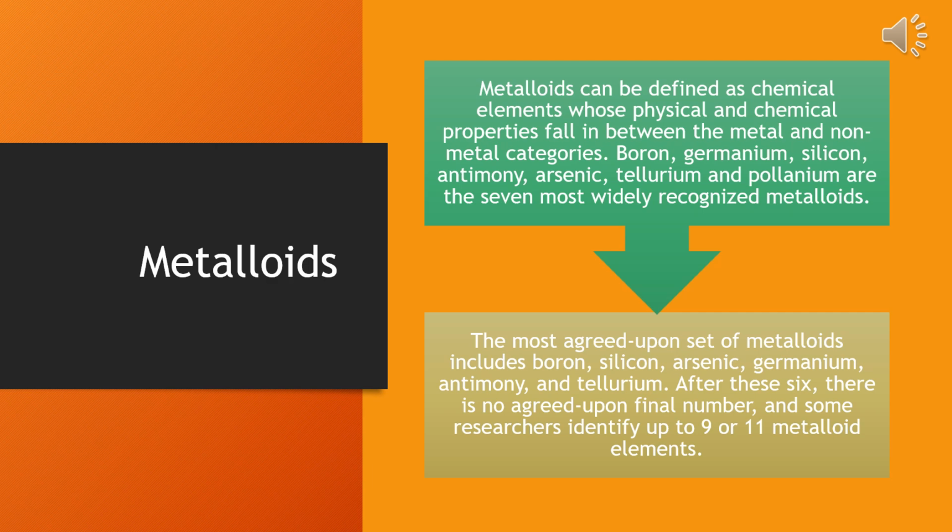Metalloids can be defined as chemical elements whose physical and chemical properties fall in between the metal and nonmetal categories. Boron, germanium, silicon, antimony, arsenic, tellurium and polonium are the 7 most widely recognized metalloids. The most agreed-upon set of metalloids includes boron, silicon, arsenic, germanium, antimony, and tellurium. After these 6, there is no agreed-upon final number, and some researchers identify up to 9 or 11 metalloid elements.